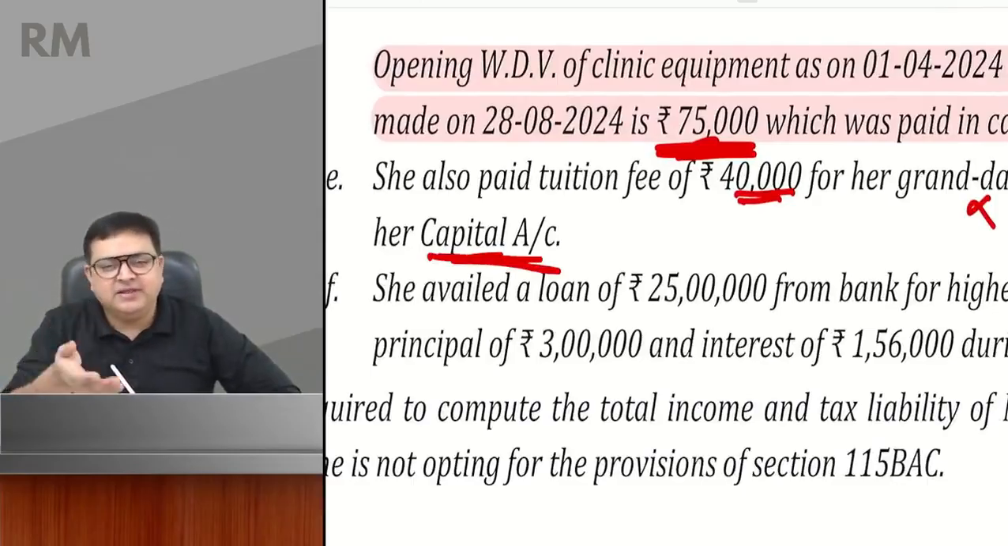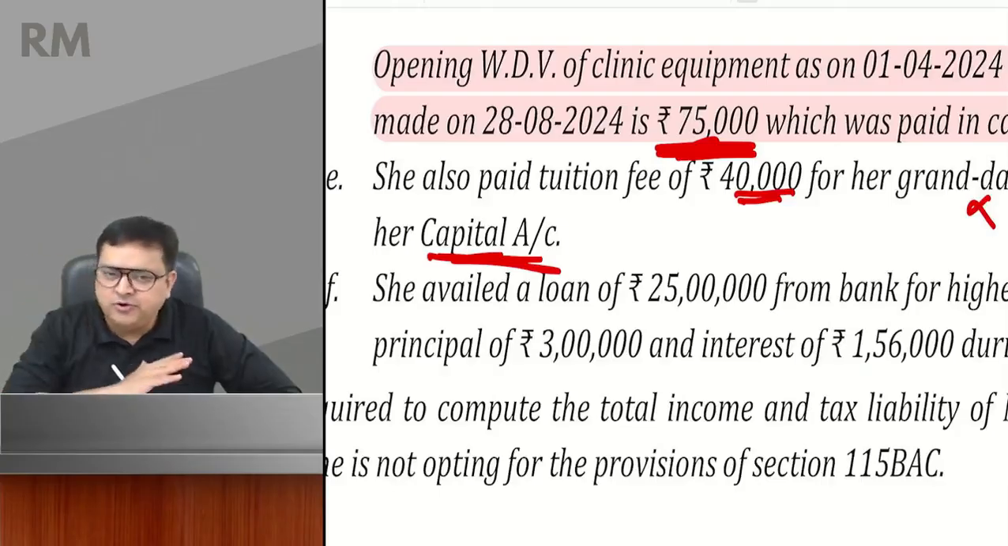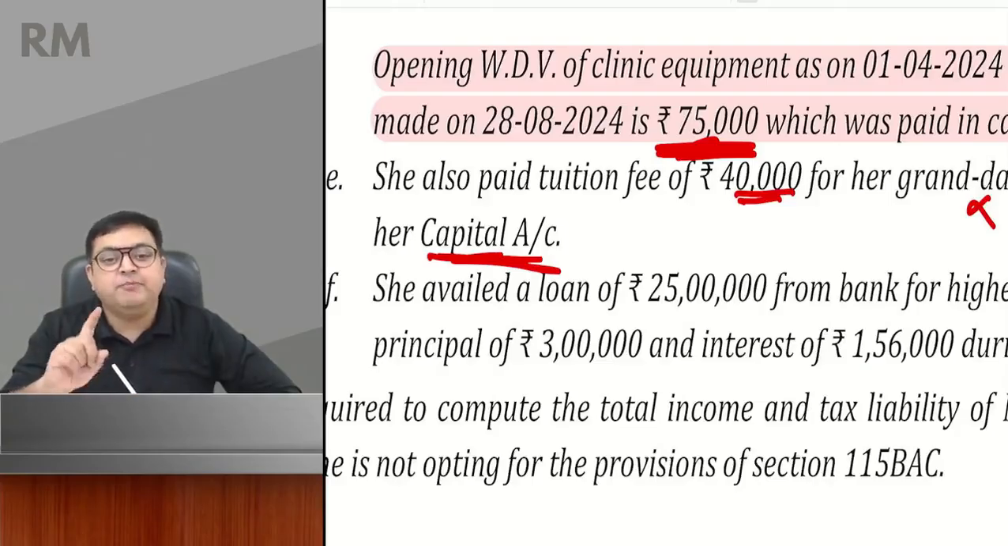If they have debited it in their capital account, it doesn't matter because we are not taking the capital account, right? We are taking the P&L account. So even if it is debited to the capital account, hardly matters. I'm not taking that account. Correct? So you will not do anything out of it, because it is not debited to your P&L account.